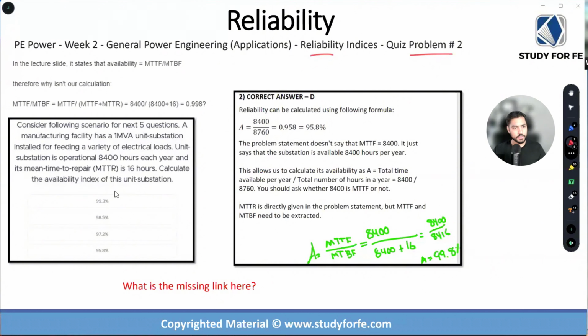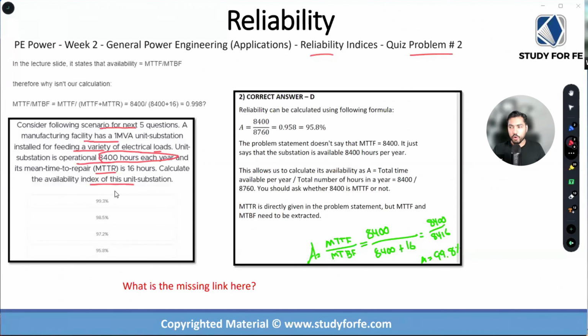So let's read the question first. Consider the following scenario for the next 5 questions. A manufacturing facility has 1 MVA unit substation installed for feeding a variety of electrical loads. Unit substation is operational 8,400 hours each year. Okay. And its mean time to repair is this much. Calculate the availability index of this unit substation. Okay, guys.